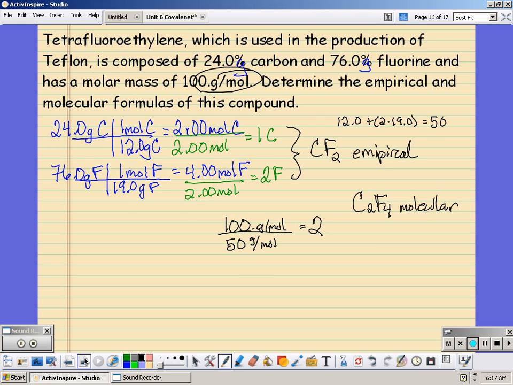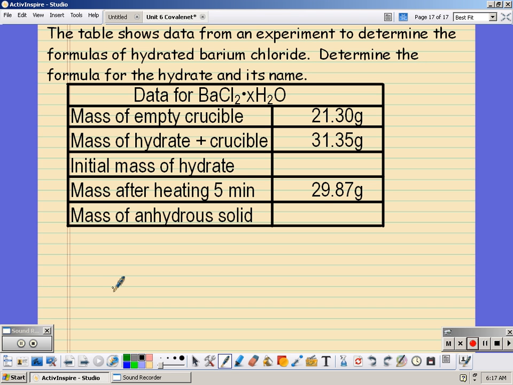The table shows data from an experiment to determine the formula of the hydrated barium chloride. Determine the formula for the hydrate and its name. So what we're doing here is we're solving for the X value. We have the mass of the empty crucible and the mass of the hydrate plus the crucible. So how would we find the initial mass of the hydrate? Well, all we have to do is subtract 31.35 minus 21.30. That tells us that the mass of the hydrate is 10.05.